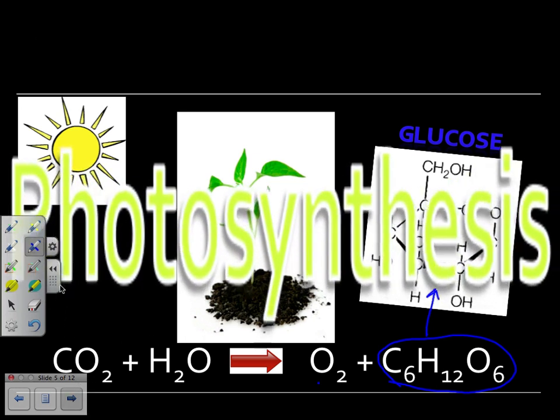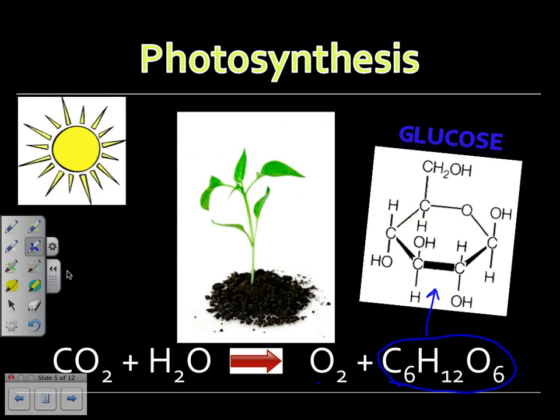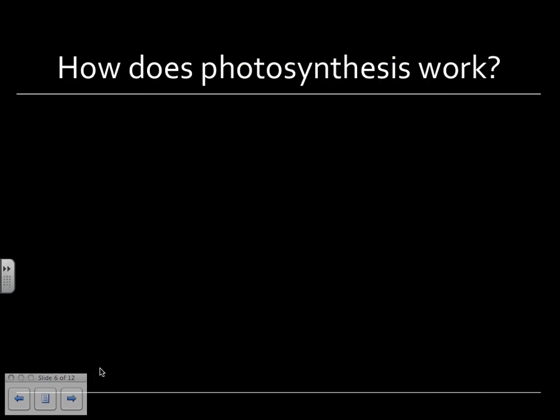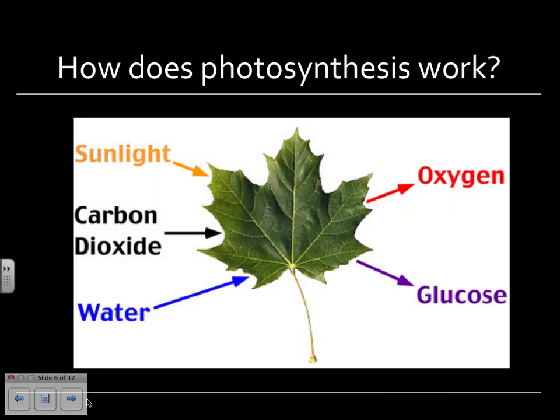This process is known as photosynthesis, which students will probably have said at some point that the plant in the light was doing photosynthesis. Now we're going to look at how photosynthesis works in the plant. We're going to begin by looking at a leaf. Now this is a good diagram to look at because all of this happens through the leaves of the plants.